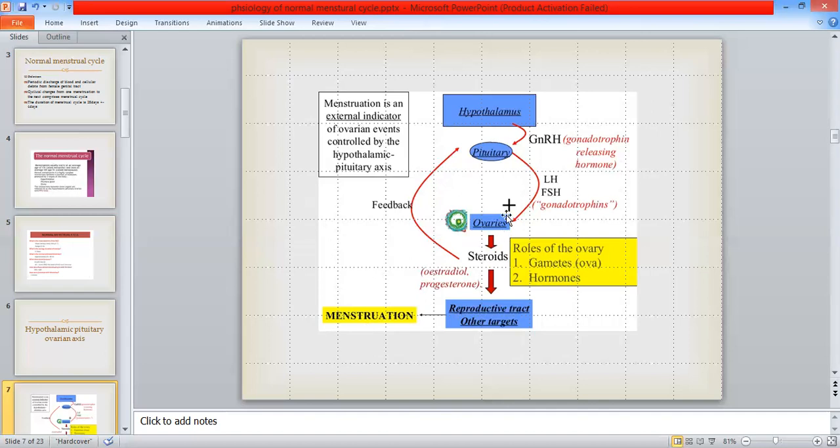This diagram very precisely explains the normal menstrual cycle and the hypothalamic pituitary ovarian axis. From the hypothalamus, gonadotropin releasing hormone is released. It acts on the pituitary gland, and from here luteinizing hormone and follicle stimulating hormone are released. These, called gonadotropins, act on the ovaries, and different changes occur in the ovaries. The ovary then secretes steroid hormones, called estrogen and progesterone, and normal menstruation occurs under the control of these hormones.